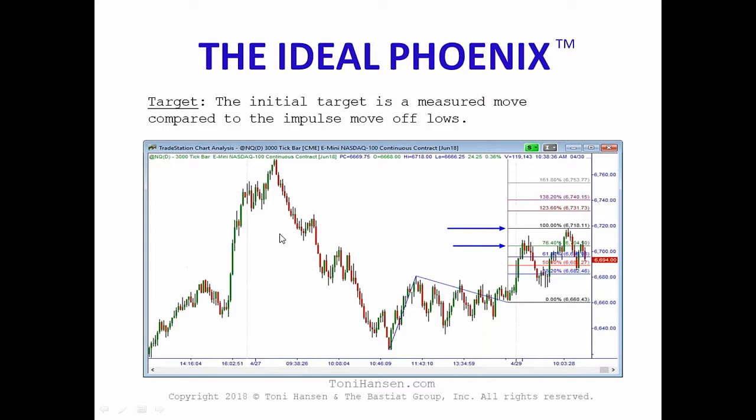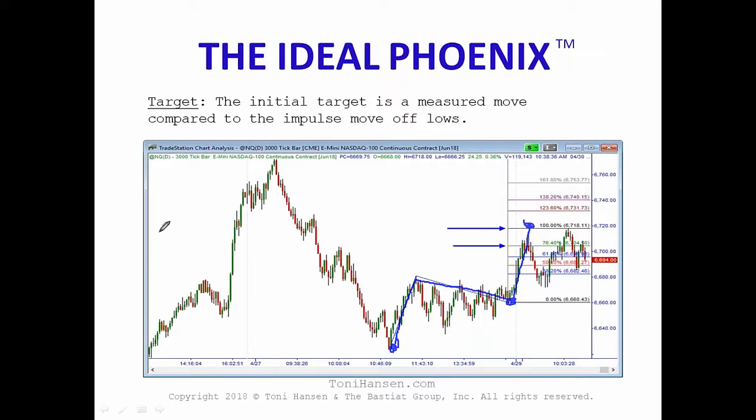Now let's get to the target level. The target level on a Phoenix is really simple to discover because all you're doing is looking at the impulse move from the low to the high, going to the last low where the momentum starts to pick up and leads to a breakout. And the target level is generally going to be 100%.